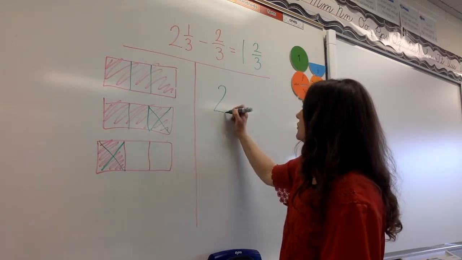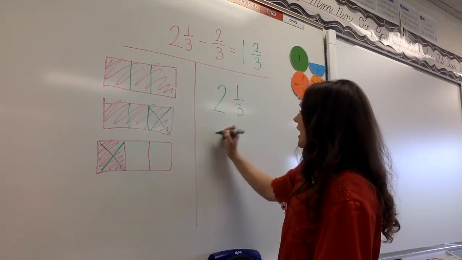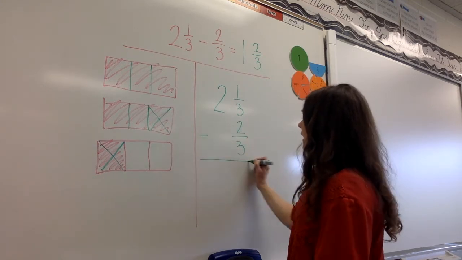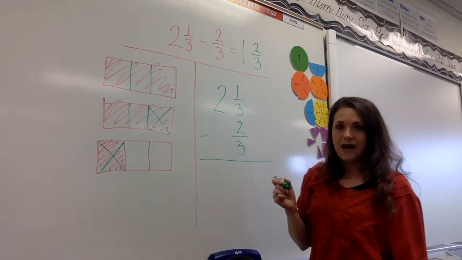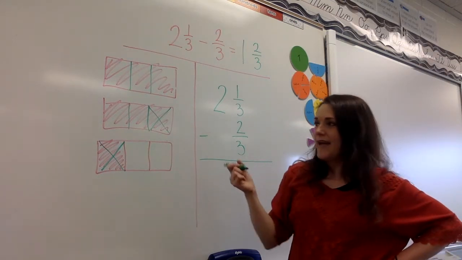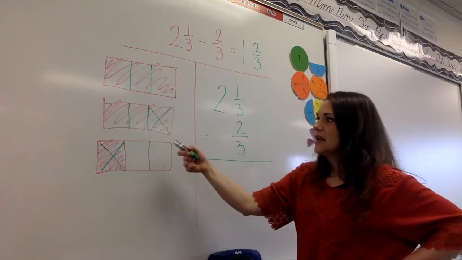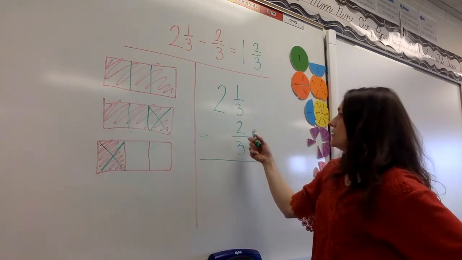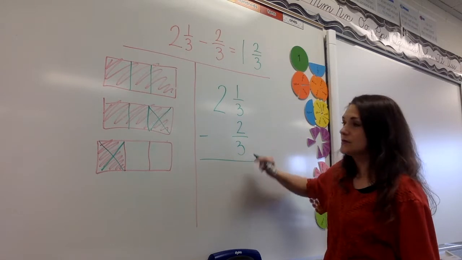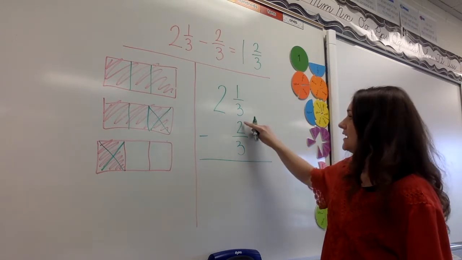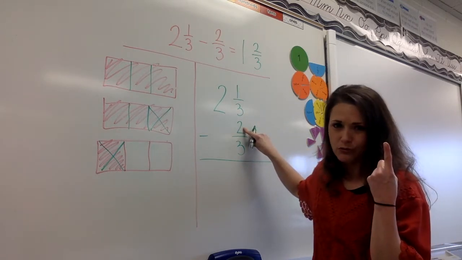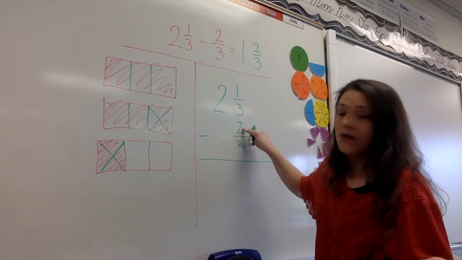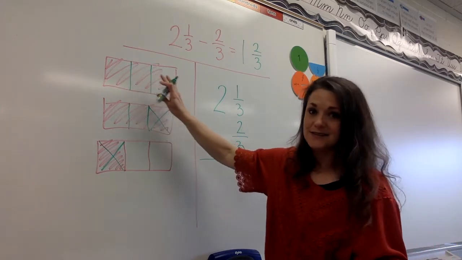Okay, well now how does this work in our algorithm then? If I have 2 and 1/3 and I'm subtracting 2/3, what is that going to look like over here? How am I going to break this whole piece apart to subtract here? Because if I just try to subtract and I start with 1 and I try to subtract 2 from 1, I can't do that. So I'm going to have to borrow from the wholes in a sense, okay?